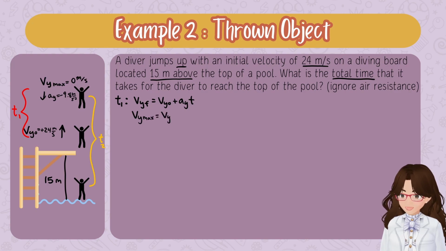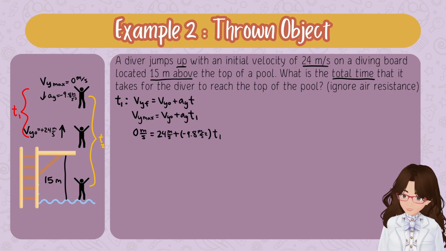Vy initial is our actual initial velocity. In this case, Ay is the acceleration due to gravity, and the T that we're specifically solving for is T1. So I'm going to make sure that I label it so I keep track of what I'm solving for. In this case, I'm going to go ahead and plug in my numbers. I got 0 is equal to positive 24 meters per second, because remember they're initially moving up, plus negative 9.8 meters per second squared times T1. And we want to solve for time.